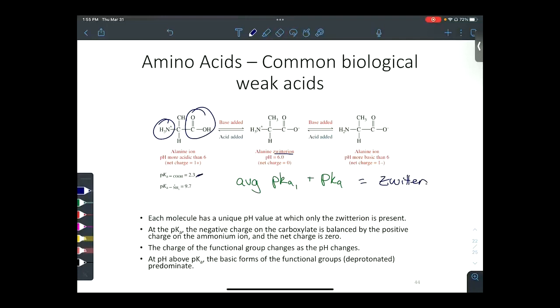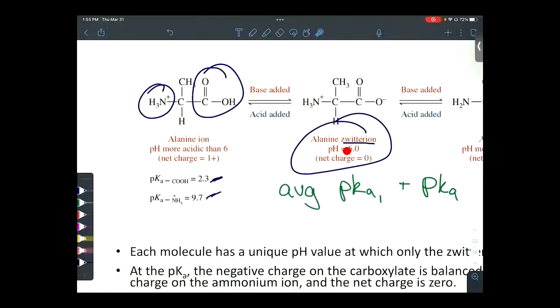So here's the first pKa, 2.3. The second pKa for the amine group is 9.7. And so what happens is that the Zwitter ion for alanine in this case is around 6. And it has a net charge of 0 in this case. So when we are more acidic than the Zwitter ion pH, so less than 6, what happens is that everything is protonated because we're in a very, very acidic environment. So the total charge of this amino acid is a +1 because everything is protonated.